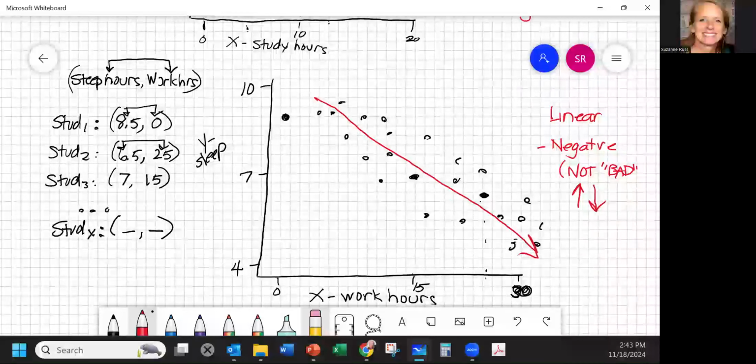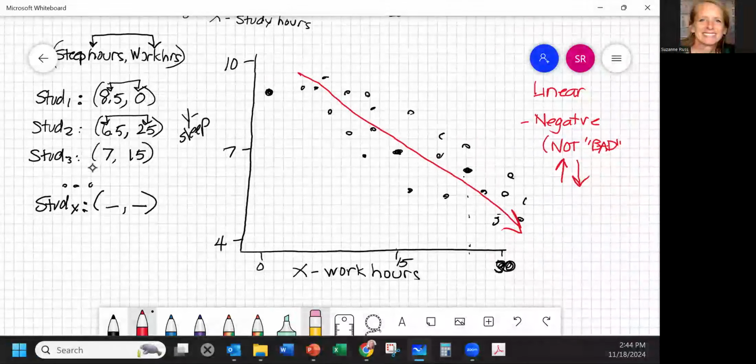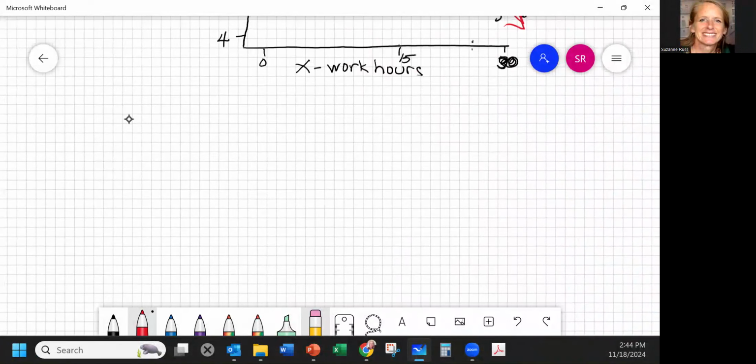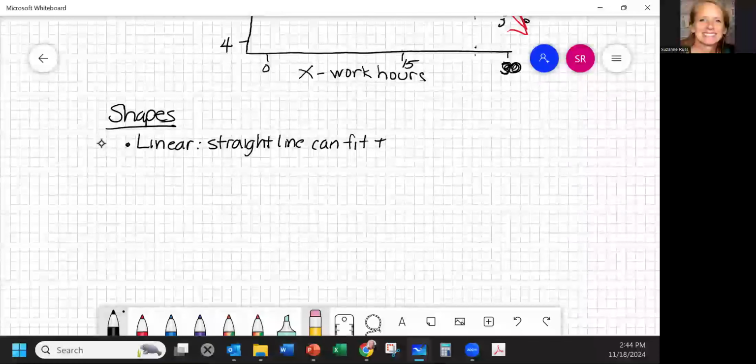I've mentioned that there are a couple of different shapes that we can have in this kind of relationship. And we've already talked about a linear relationship. So let's identify these down here. Shapes. We can have a linear relationship. And that just means a straight line can fit the distribution.